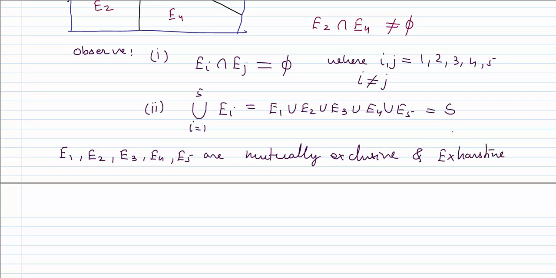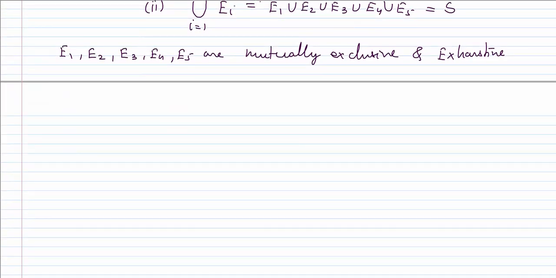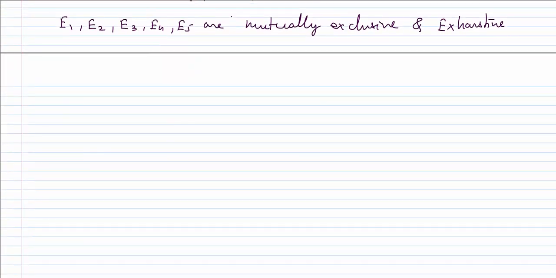Why are we saying exhaustive? Since if we take the union of all these five, then they are becoming equal to the sample space. Let's just have an example to understand it clearly. We have a question. Two dice are thrown.